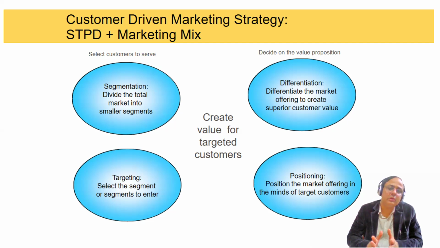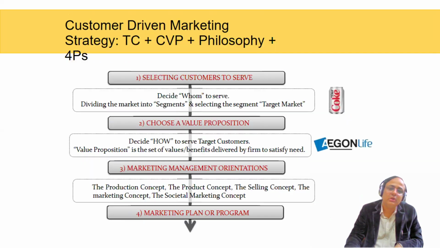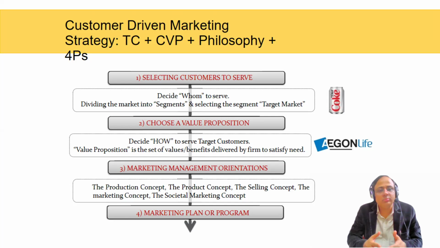This is the whole diagram for how to design a strategy for the marketing department. So, you need to select your customers to serve. You need to decide whom to serve, dividing the market into segments. Then you need to choose the customer value proposition, which is a set of benefits that exceeds the cost, basically, for your target market. You need to offer a high-end customer value proposition, and then you need to perform your marketing management functions, followed by the marketing orientation, for example, the production, product, sales orientation, marketing orientation, societal marketing orientation. So which marketing orientation you would like to follow, you need to guide that, and then you need to create a plan that I have already spoken about, right?